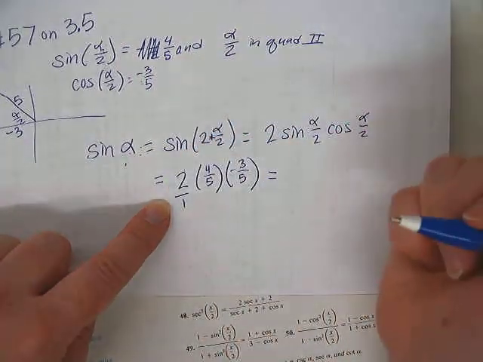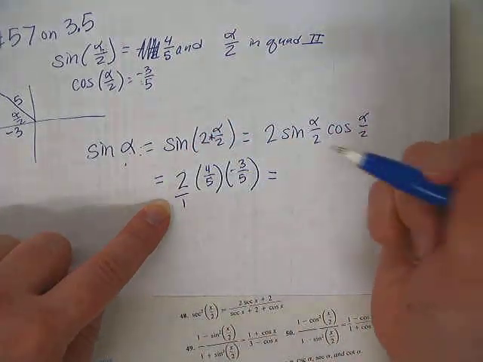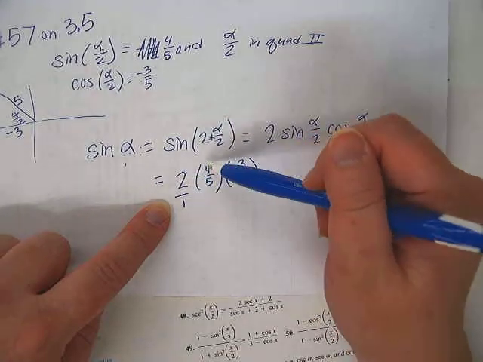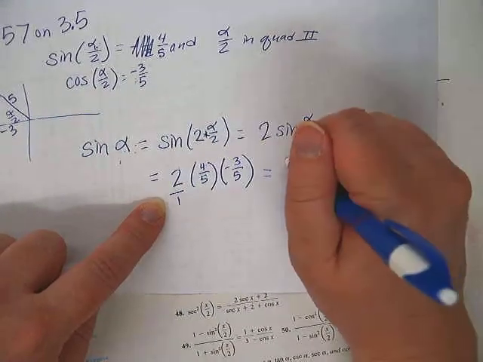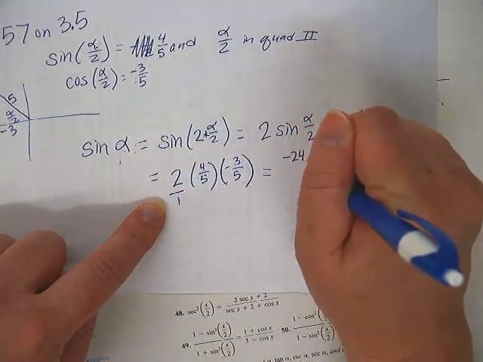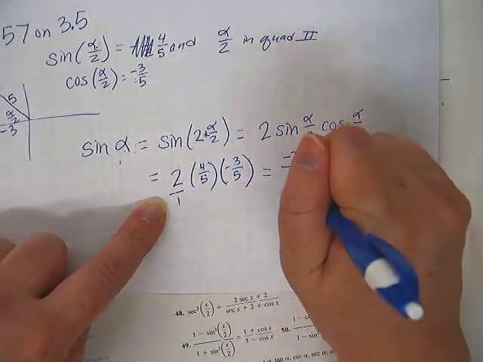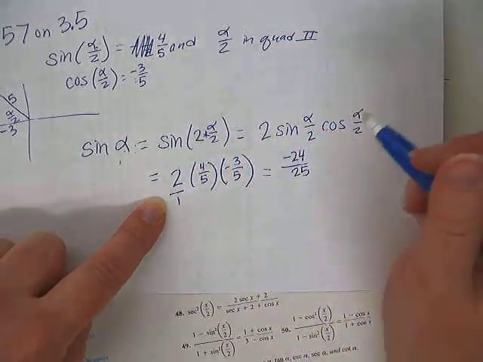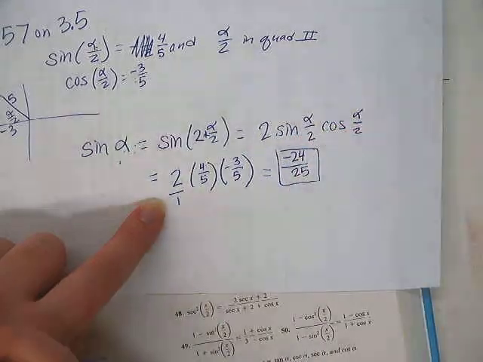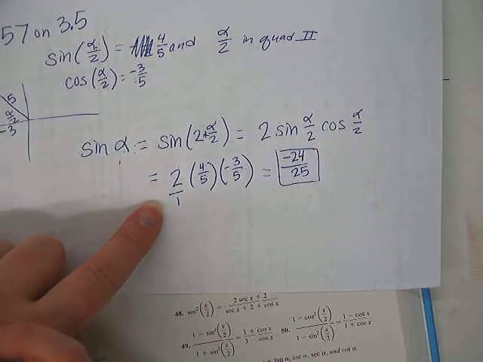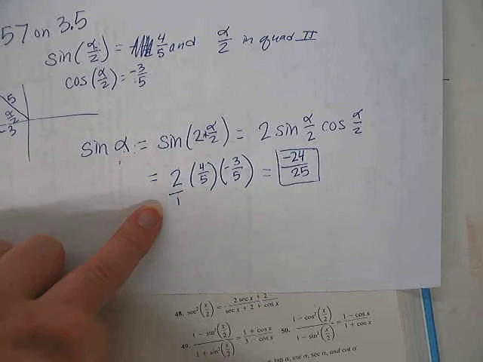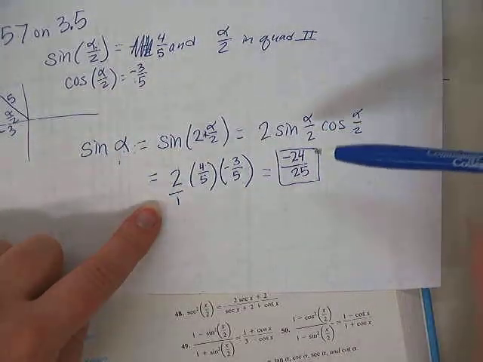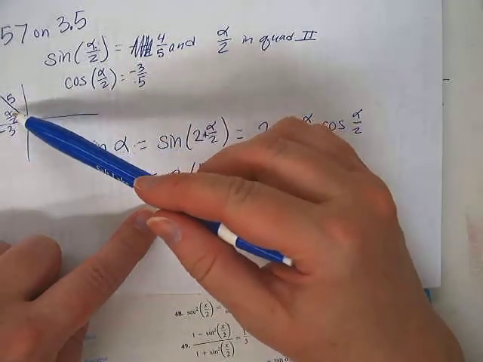Okay, and since we have fractions here, but this one's not a fraction, we should probably put it over 1 so we don't forget to treat it like a fraction, right? So 2 times 4 is 8 times -3 is -24. And then 5 times 5 is 25. Let me check the answer with my book. That is in fact the correct answer.